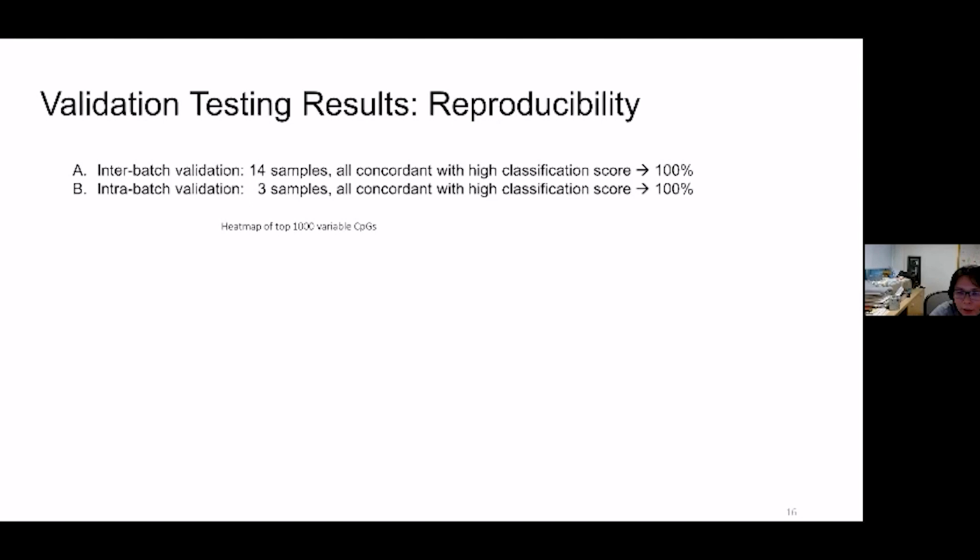Okay, now how about the reproducibility? To examine the reproducibility and determine the inter-precision and intra-precision of the method, 14 cases were processed and analyzed twice in different batches, and 3 cases were processed and analyzed twice in the same batch. They all had concordant results with high classification scores.